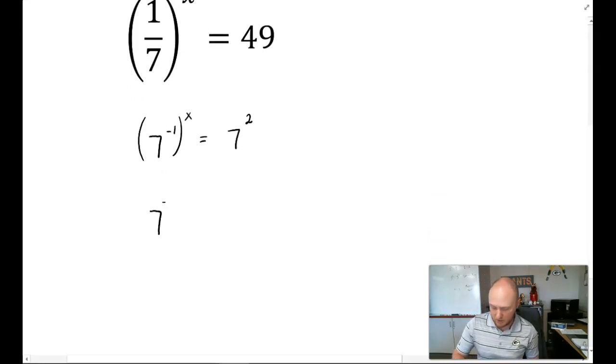So using power to a power, I get 7 to the power of negative x is equal to 7 to the power of 2. And because I have the same base, the exponents have to be the same. So now negative x is equal to 2. And I'm going to divide each side by a negative 1. And we get x is equal to negative 2.